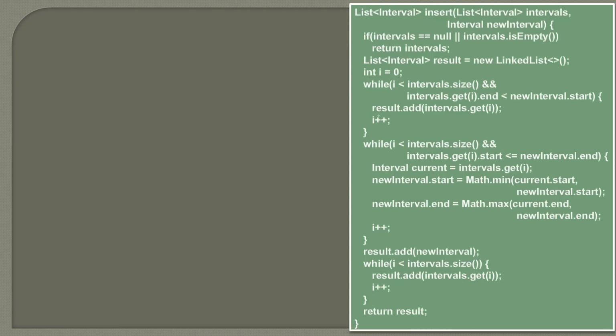So this is the algorithm. This while loop is for region 1, where we simply skip the elements which just come before the new interval. This while loop is covering the intervals which are getting overlapped with the new interval, and this while loop is just adding the remaining intervals. So let's see the demonstration of this algorithm step by step. We'll call the insert method. We'll pass the list of intervals and a new interval which we want to insert, which is 2, 6.